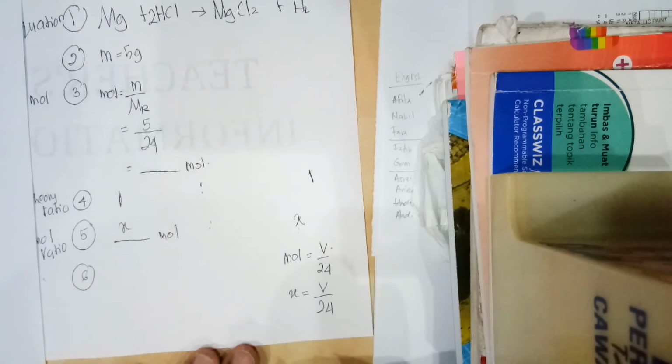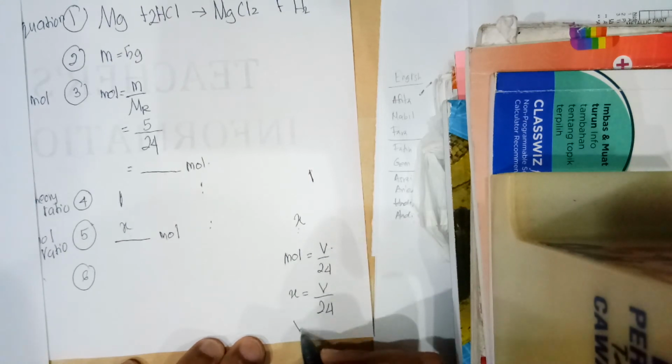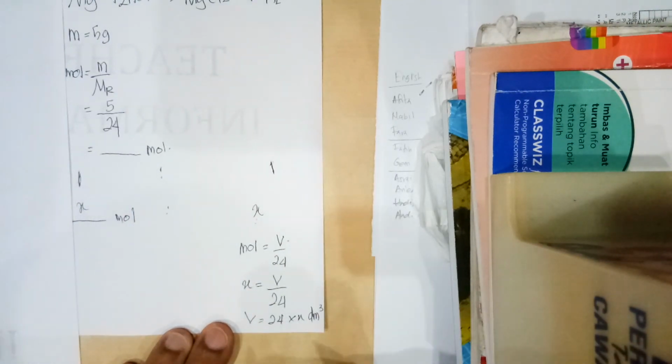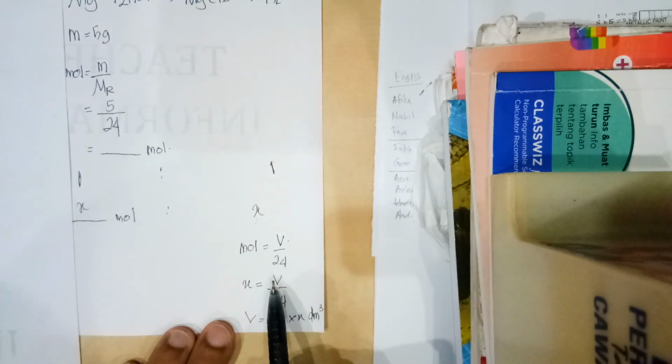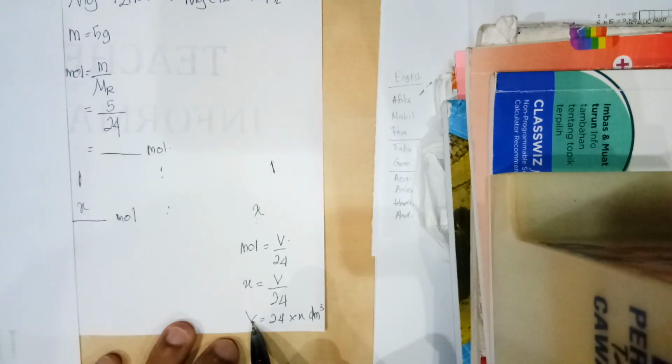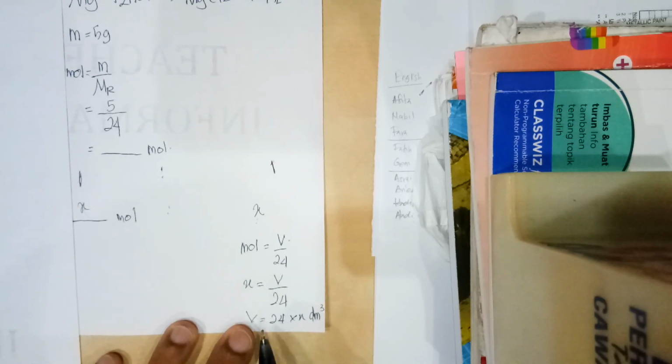So how do you find your volume? The volume will be equal to 24 times X. So what will be the unit? The unit is dm cube. Why? As I told you, the molar volume unit is in dm cube, so the volume that you will get here is also in dm cube. Okay, so you try to do it by yourself, and find the answer to see if you can get it or not.